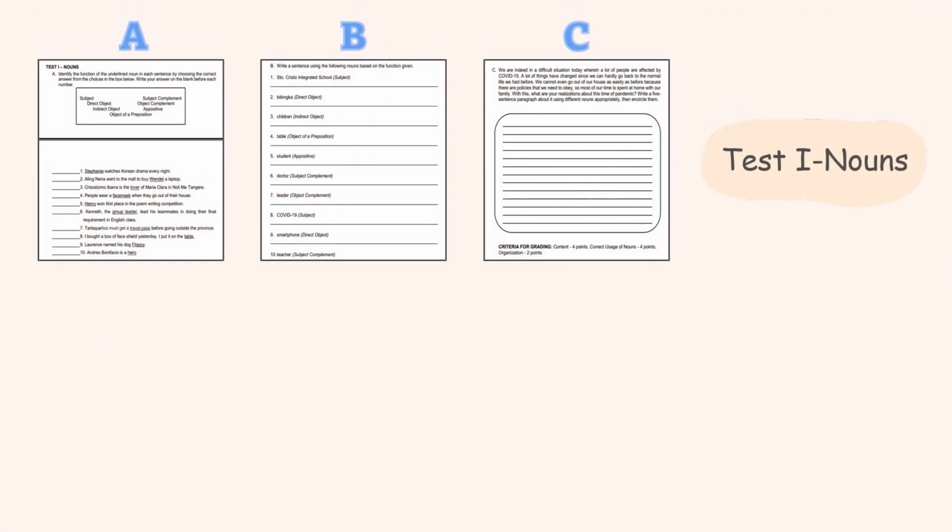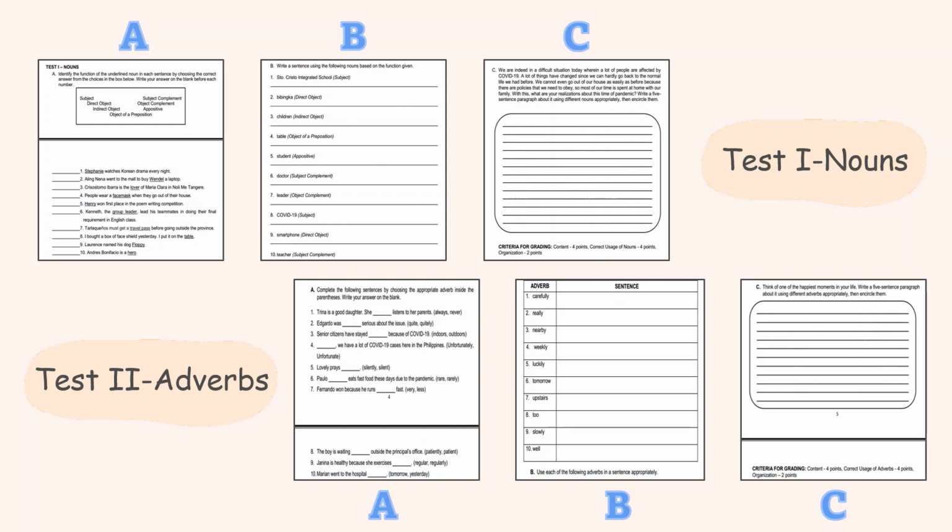As you can see, your activities are divided into two. For test 1, you will answer activities about nouns. On the other hand, for test 2, you will answer activities about adverbs. In each test, there are 3 activities. For activities A and B, we will take the first item and try to explain why it is the answer. Then you will do the succeeding ones on your own. For activity C, we will read the situation, then you will answer the following question.